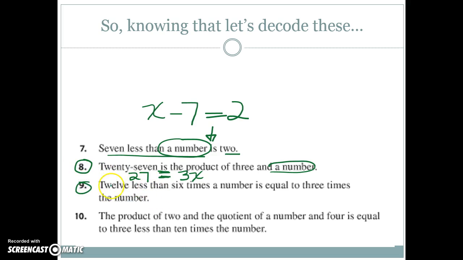Number 9, 12 less than 6 times a number is equal to 3 times a number. Oh dear, that seems a little complicated, but we can make our way through it. Where's our is? It's right there. 12 less. I know I'm going to be subtracting 12 from something. 6 times a number. 6x is, there's my is, equal to 3 times what? The number.